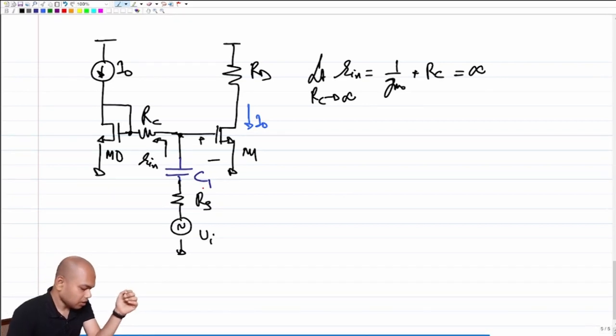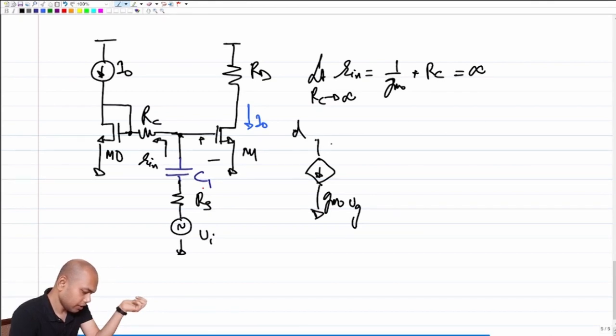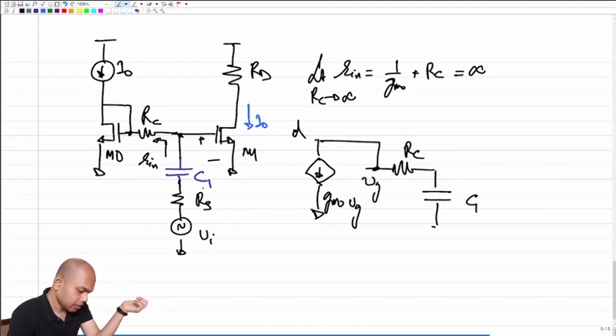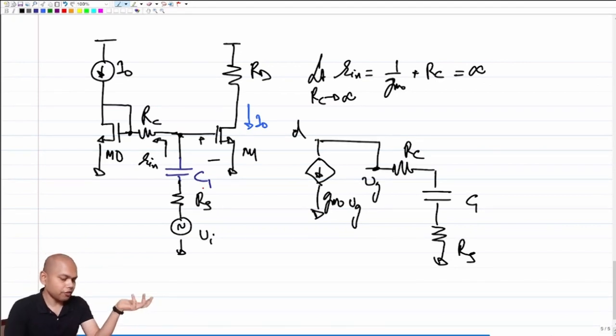Okay, so if I find out the time constant of the network, it's a single capacitor loop. What is the loop, incrementally? So if I sketch this circuit once again, this is, let's say, GM naught VG, this is the drain and gate are connected, this is VG, then you have RC, then you have C1, then you have RS, okay, and we are trying to figure out the time constant.